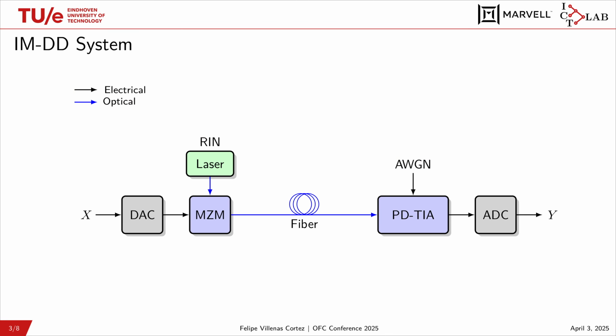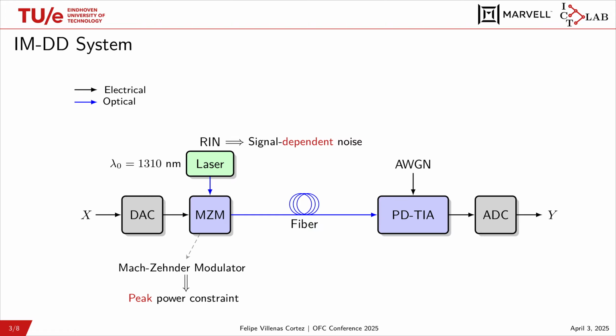So the IMDD system that we're going to study is shown here. We start with the transmitter side. It consists of an externally modulated laser at a wavelength of 1310 nanometers, and it's going to have relative intensity noise, which is going to be the main source of signal-dependent noise. And then the X is going to be our PAM symbols, which are going to be the signal that drives the electrical to optical modulator, which in our case is a Mach-Zehnder modulator. And this modulator is also going to impose a peak power constraint on our system.